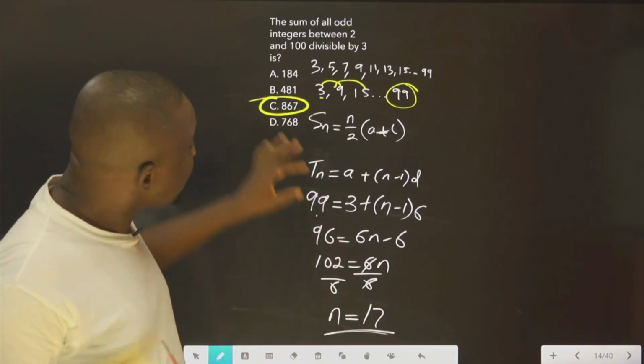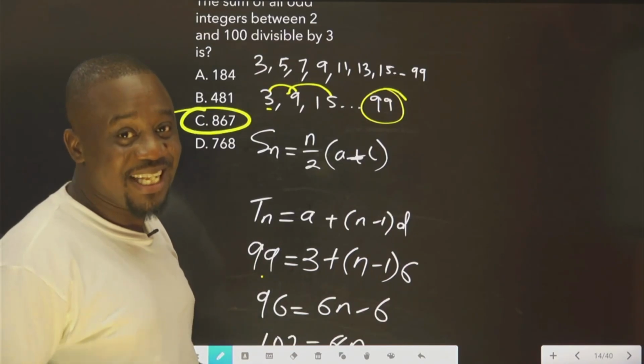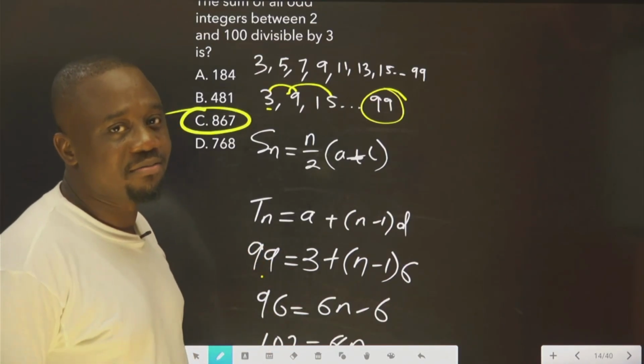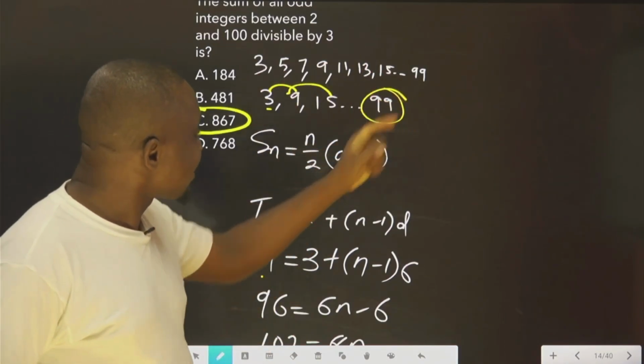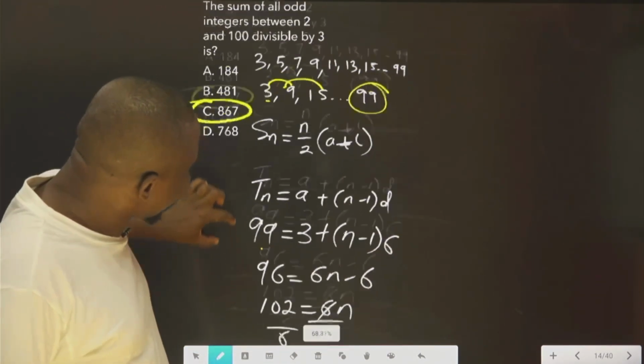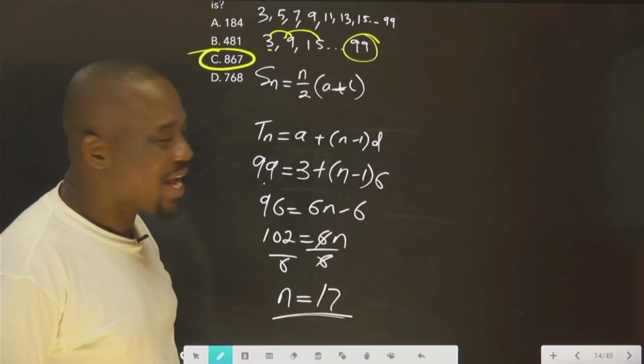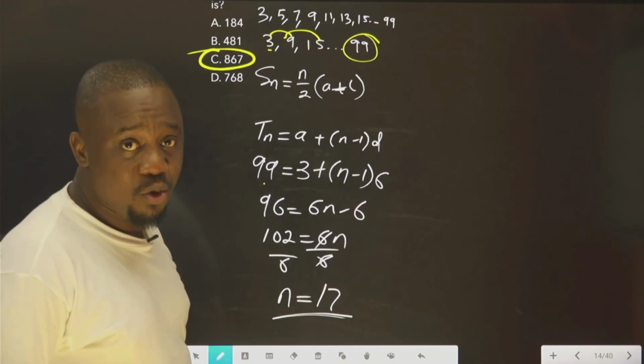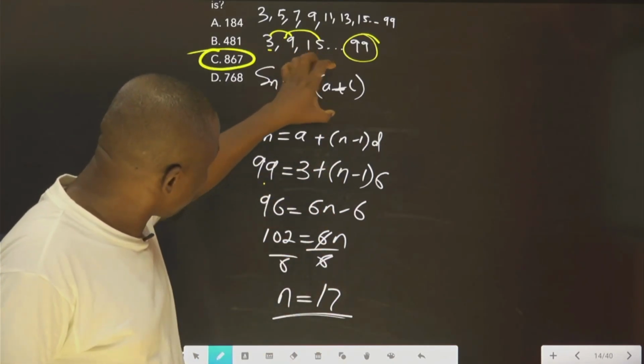Hope you understand this. First of all, odd numbers that are divisible by 3. We know the first term, we know the last term. We use them to find the number of terms. How many of them altogether? Once we have that n, we can substitute here.